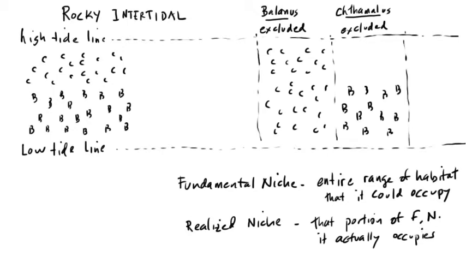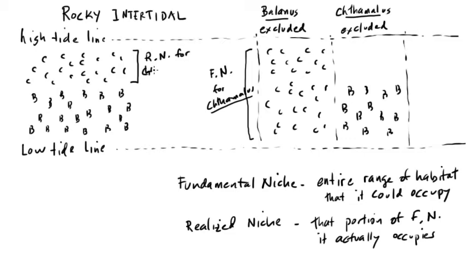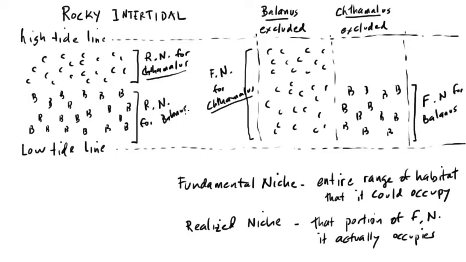Here, Chthamalus' fundamental niche spans more or less the full swath of the intertidal. This fact is established by Connell's results after having excluded the Balanus. However, its realized niche is only the upper stretches of that swath. Balanus has a fundamental niche that is narrower than that of Chthamalus, just the lower portion, and it's also the same as its realized niche.